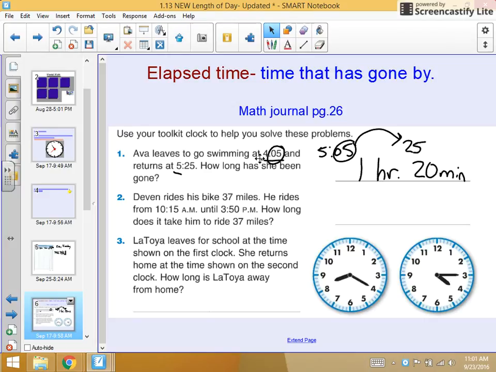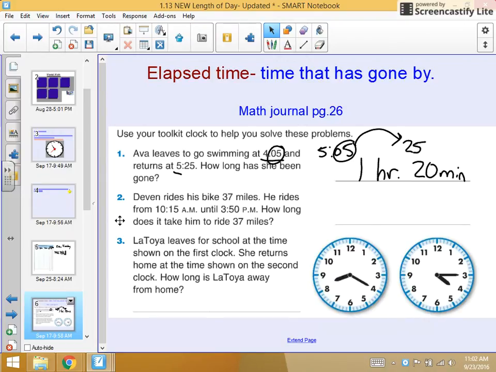I'd like you and your partner to look at question number 2 together. Devin rides his bike 37 miles. He rides from 10:15 a.m. until 3:50 p.m. How long does it take him to ride 37 miles? Why don't you go ahead with your partner, talk about how to do question number 2 as a group and write your answer down.